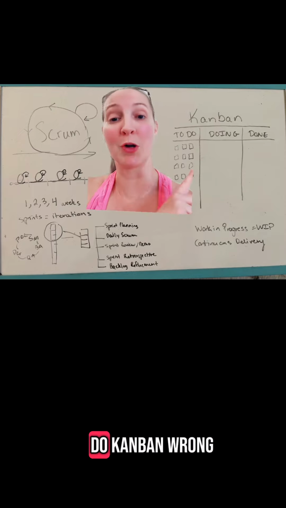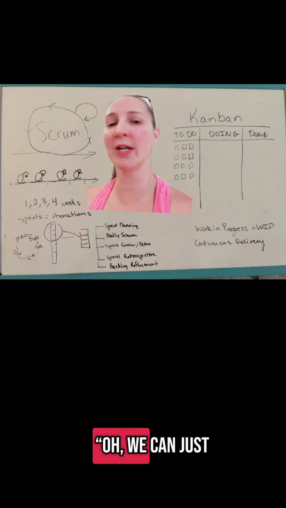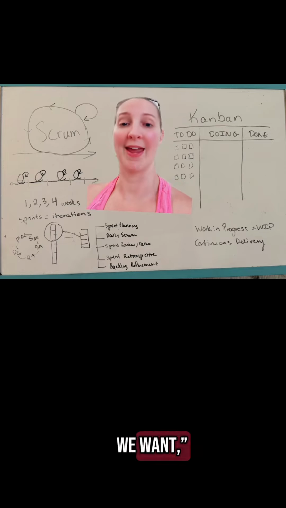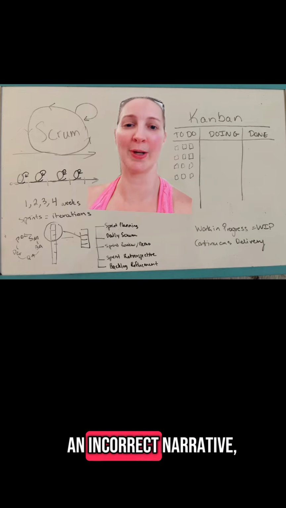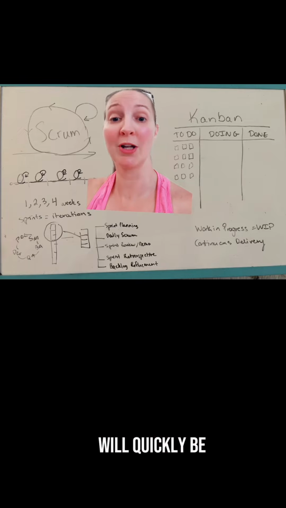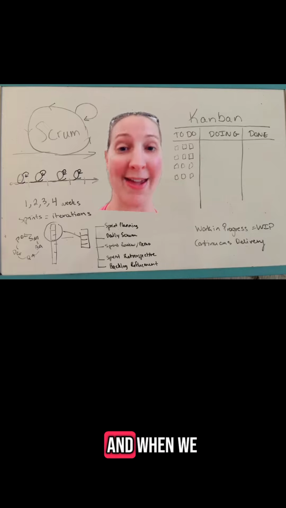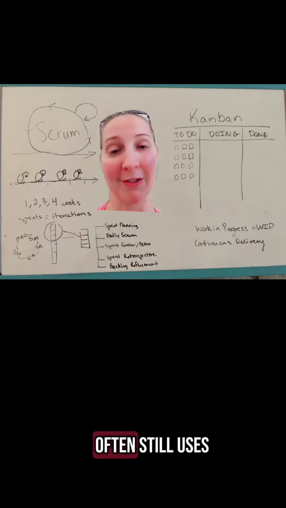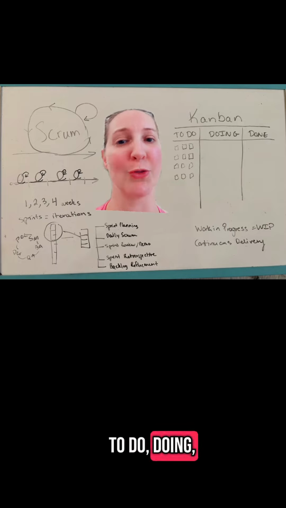And in my experience, they end up treating Kanban like a 24-hour sprint. Because when people do Kanban wrong, they're like, oh, we can just pick it up and work on it and take as long as we want. And as I said before, that is an incorrect narrative and how you will quickly be on your customer's naughty list.